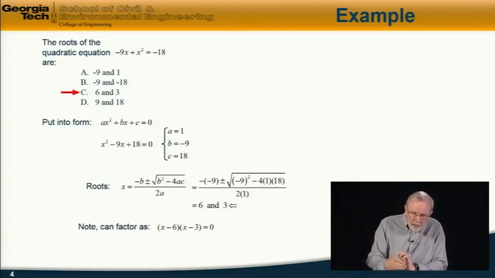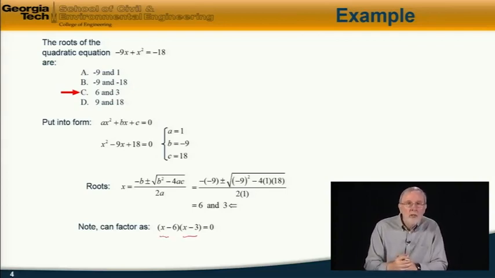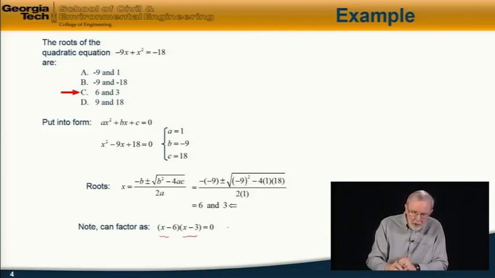So for that equation to be 0, either x minus 6 or x minus 3 is equal to 0, from which it's obvious that x is equal to either 6 or 3, which is the answer that we already obtained. And I suggest that you try expanding this out and show that indeed you'd get back to the original equation right here.